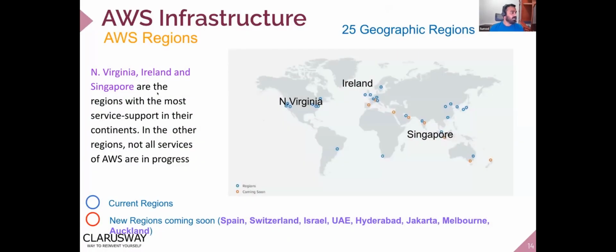So as we discussed during the start of the session, not all services will be available within all regions. Out of the regions that we have currently, North Virginia, Ireland, and Singapore are the regions with the most service support in their continents. In the other regions, not all services of AWS are supported and that is in progress. If you look on this map, you can see all the blue dotted ones that are the available ones, and the orange dotted ones that are the upcoming ones.